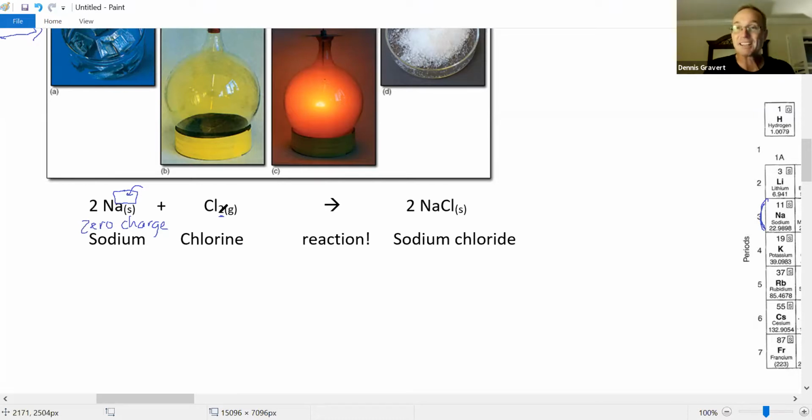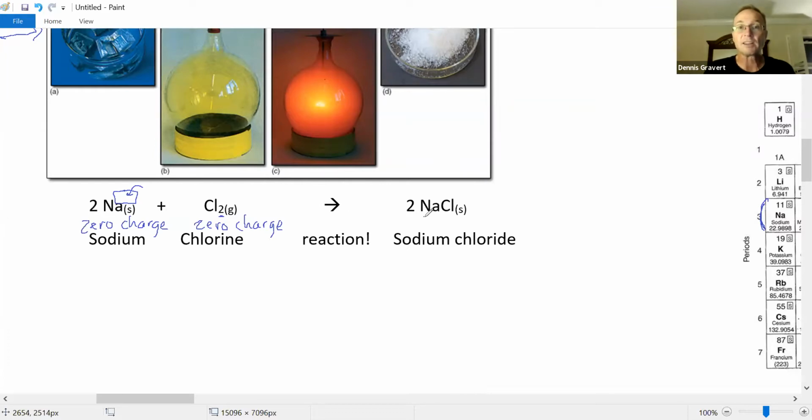How about chlorine? Well, a minute ago we said that non-metals bonding to non-metals make a covalent bond. That's sharing of electrons. A covalent bond doesn't have anybody with charge. These chlorine atoms also have zero charge. They're sharing electrons. One didn't steal electrons from the other to make an ionic bond.